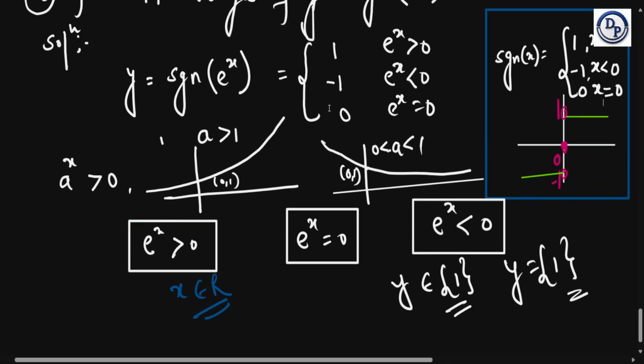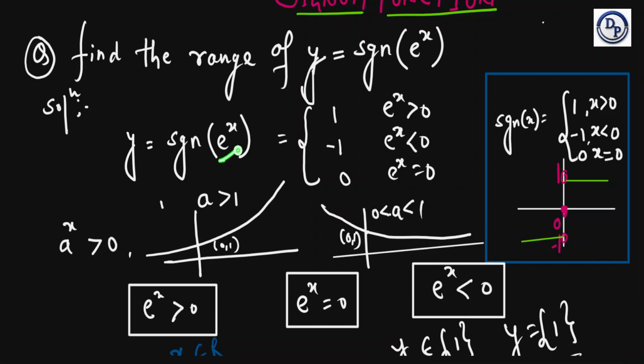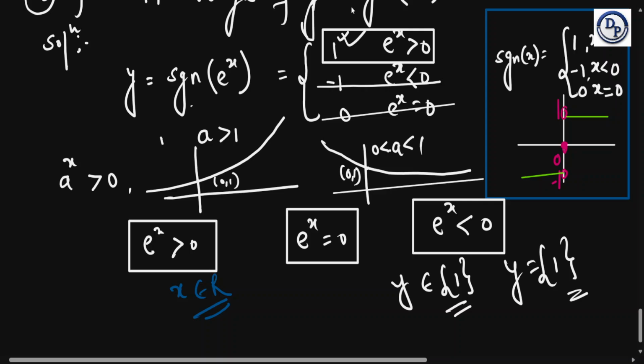So in the above definition, we simply replace x by e^x. Here there is x, so I place e^x in the place of x, like this, e^x and e^x. We have to strike out this case completely, because e^x cannot be 0, so this is invalid, and here e^x cannot be negative either, so this is also invalid. So only one case is left, that e^x is positive. In this case, signum e^x gives us 1. So the range of y equal to signum e^x is only 1.